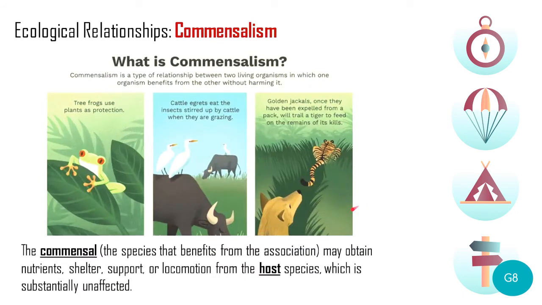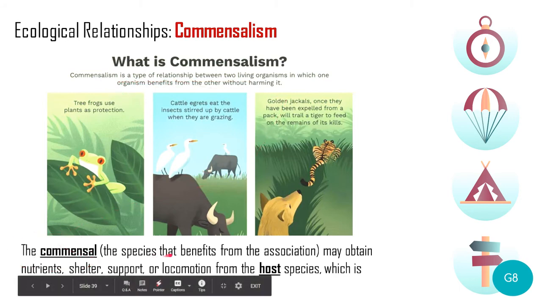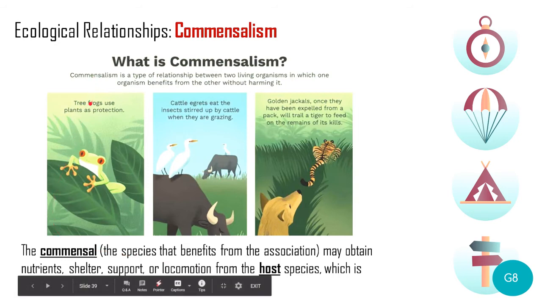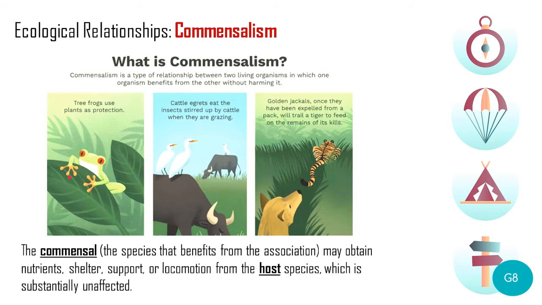So commensalism. This is a type of relationship between two organisms in which one benefits and the other one does not. So this includes the commensal, the species that benefits, while the host is the unaffected organism. So we see here three frogs use the plants as protection. So the plant is the host, so it is not affected, while the frogs are the commensal species.